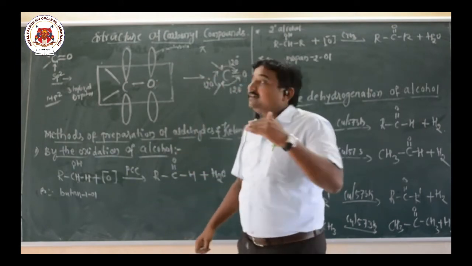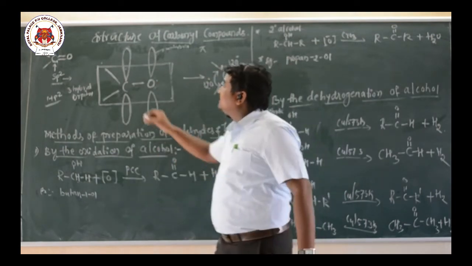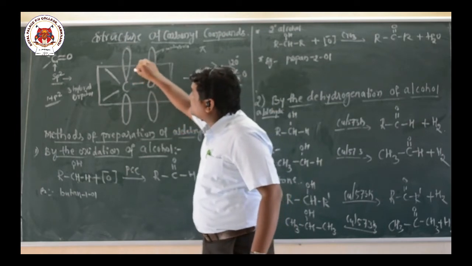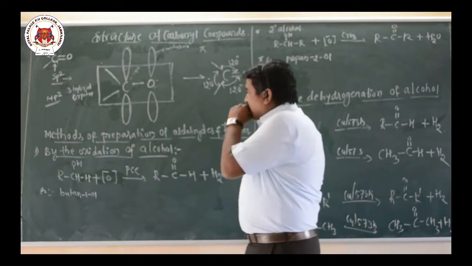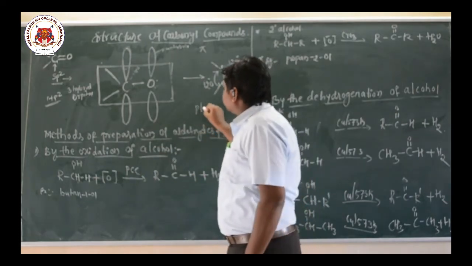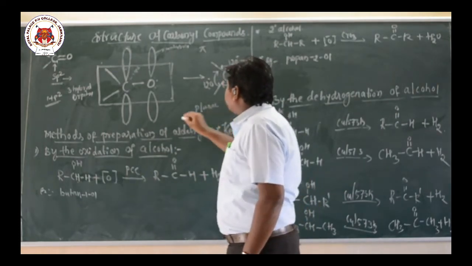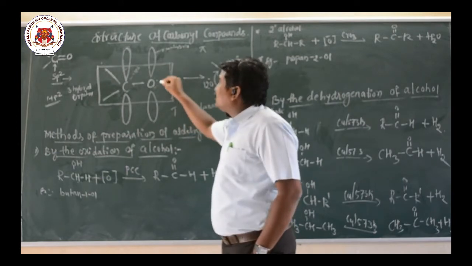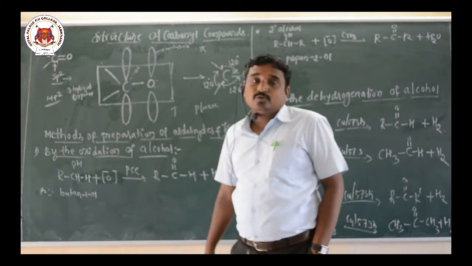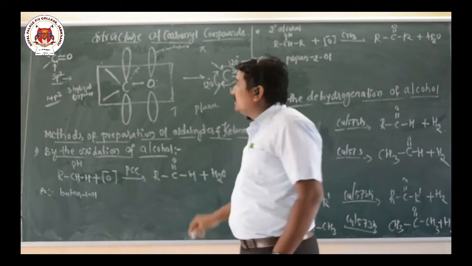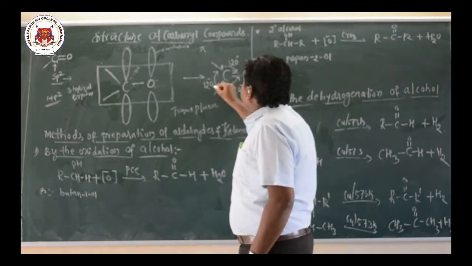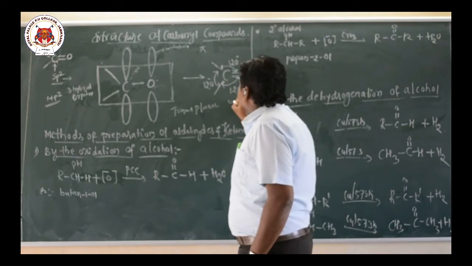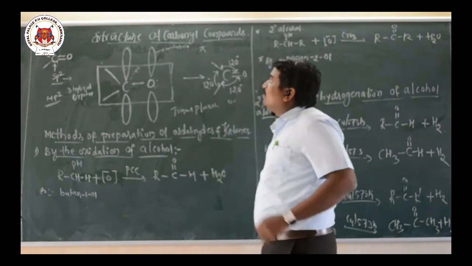Hence the carbon undergoes sp2 hybridization, and the structure of the carbonyl group is planar. Due to the presence of the 2 lone pairs of electrons on the oxygen atom, the geometry is trigonal planar, with a bond angle of 120 degrees.